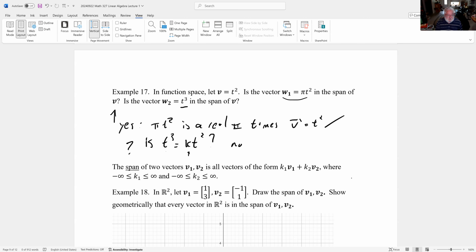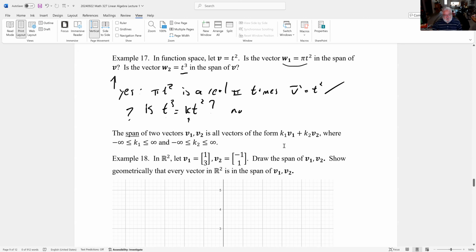You can just graph the two functions. You can't take a parabola and multiply it by a constant. That just tightens it or widens it, and you don't get t cubed. So with functions, it's a little bit harder because you don't have the graphing ability that you have in R2 to tell if a vector is in the span.